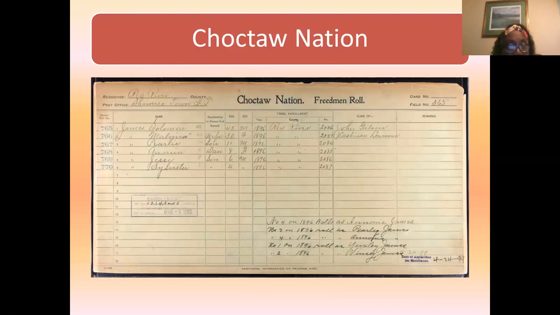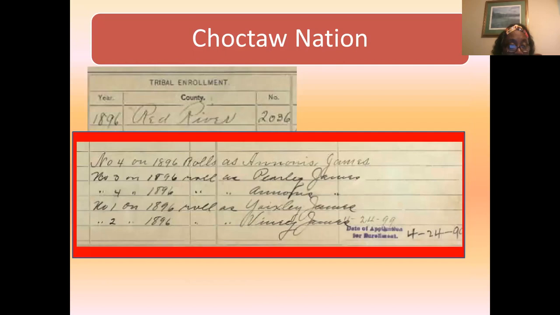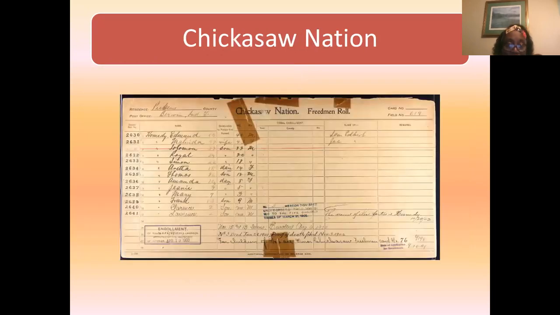In the Choctaw Nation, the same components are there. You see Solomon James up close under tribal enrollment. You see that they lived in Red River and they were on the 1896 roll, and it tells you what their roll number was from that 1896 document. And some of those notes at the bottom. And it tells you if there was any type of difference in their name, the way it had been written or spelled, then they put that down there.